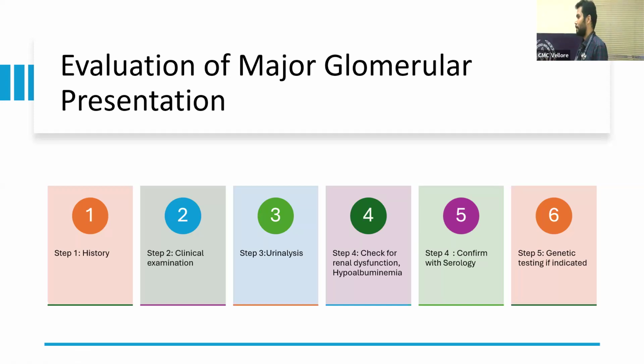You have to do lots of serology tests, depending on your diagnosis. Then finally genetic testing and serology followed by renal biopsy. Renal biopsy is also very important.